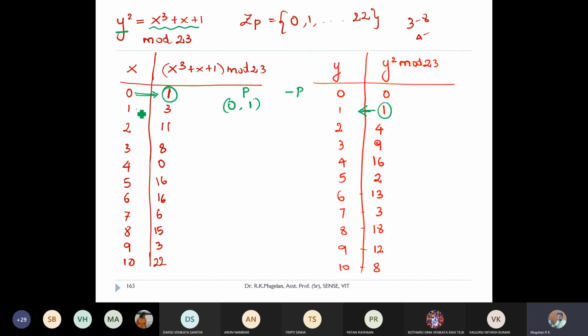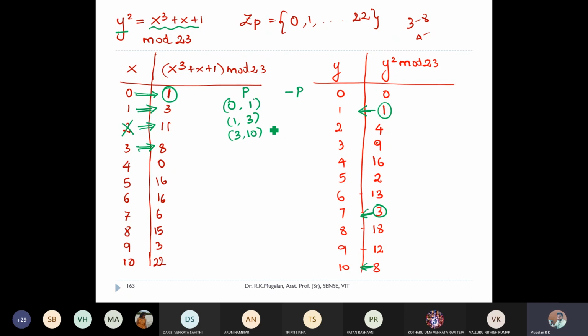Second, I am substituting x equal to 1, which gives me 3. And I'm checking where I'm getting this 3. I'm getting the 3 here. So when x is equal to 1, the answer is 3. For 2, I'm getting 11, and I'm checking here, I don't have 11. Even if you go up to 22, you won't have 11. So at that moment, you'll say that for x equal to 2, we can't have the solution. When x equal to 3, I got the answer to be 8. For y, I am checking where I am getting 8. I found the 8 to be here. So similarly, I got the point 10.